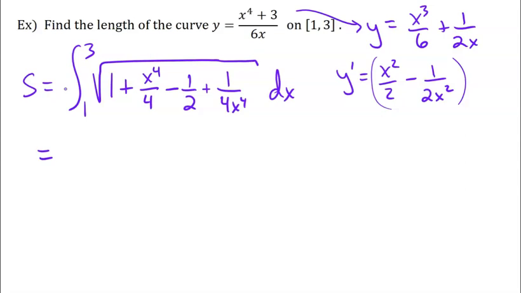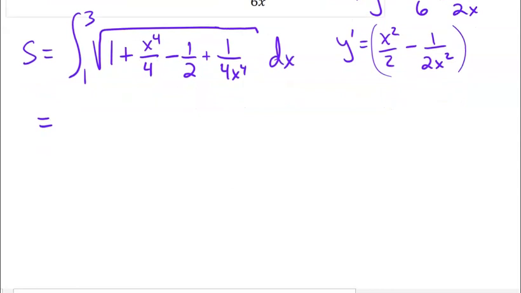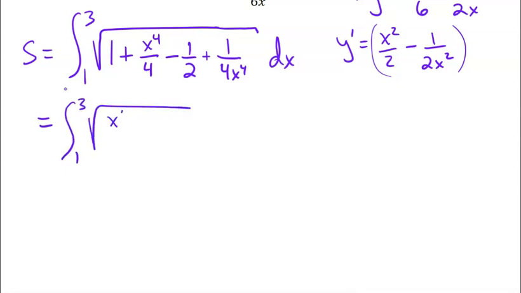Okay, again, pause it, give it a try, see how it goes. You might find that if you left it as a fraction and did the quotient rule, then it looks a little bit easier to take the square root, or maybe your use substitution is better, but not necessarily. Okay, what I'm going to do is I'm going to combine the 1 and the negative 1/2. Okay, and so this is x to the 4th over 4, and then 1/2 minus 1/2 is a positive 1/2, and then plus 1 over 4x to the 4th.